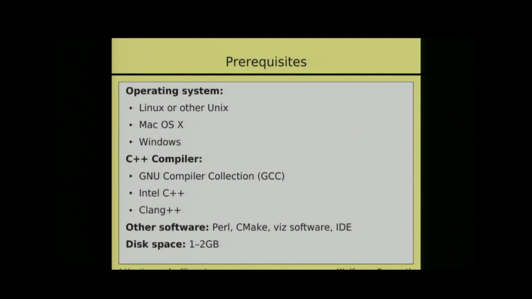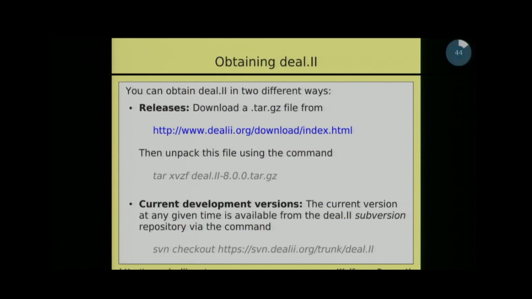You need a bunch of disk space. deal.II is not small, and if you compile C++ code, it typically leads to a lot of disk space that you need, but I think that today is not that big of a problem anymore. You need on the order of 1 to 2 gigabytes. So let me walk you through this real quick, and then I'll show it to you in practice.